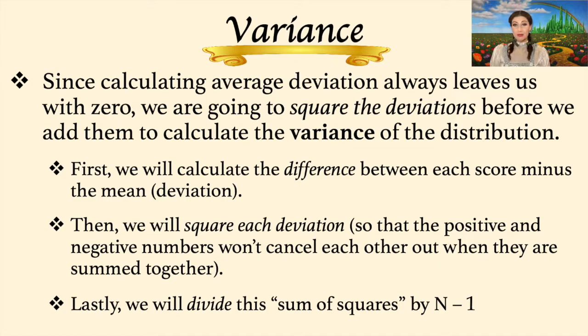Then we square each deviation so that the positive and negative numbers won't cancel each other out when they are summed together. Essentially, if you have a deviation difference that is -2, and if you add -2 to a positive deviation of +2, you will end up with a 0. However, if you square the deviation of -2, -2 times -2 will give you +4 because a negative times a negative will result in a positive number. So essentially, by squaring the deviations, we're getting rid of the negative numbers. Lastly, once we do that, we're going to divide this sum of squares by n minus 1.